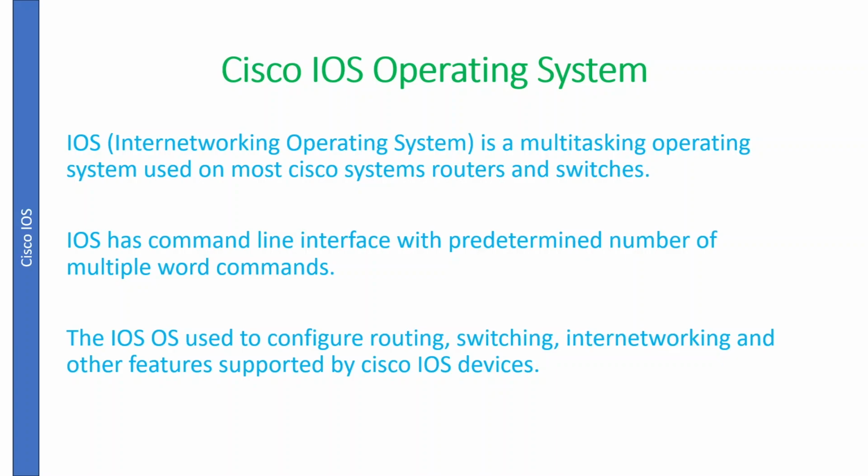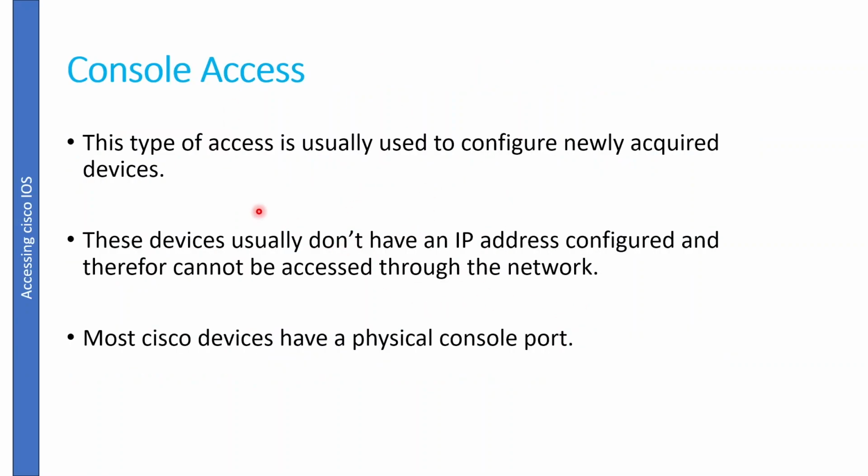So IOS is a command line interface with a predetermined number of commands. When you take IOS, we have many commands based on our access level. The IOS operating system is used to configure routing, switching, internetworking and other features supported by the Cisco IOS device. Right, so we'll discuss this.